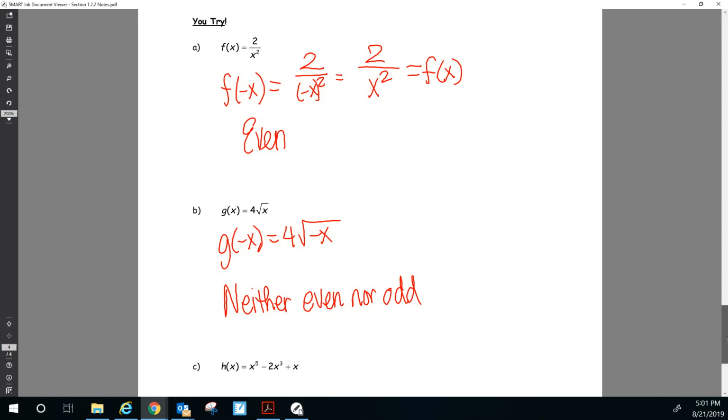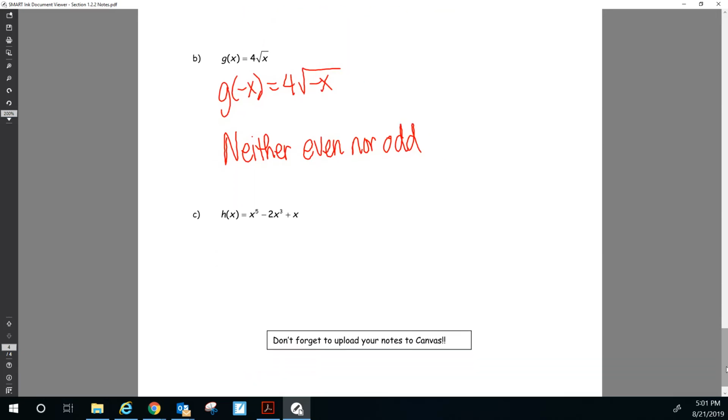All right, let's look at C. For C, if we plug in a negative x, we get negative x to the 5th times negative 2 times negative x cubed plus a negative x. Well, negative x to the 5th. Negative to any odd power is going to be what? Hopefully you say negative. So negative times negative is positive, times the 3rd negative makes it negative, times the 4th negative makes it positive. Positive times the 5th negative would be negative. So we got negative x to the 5th.